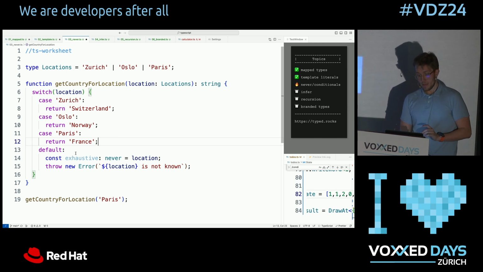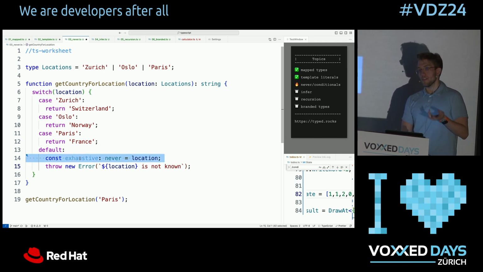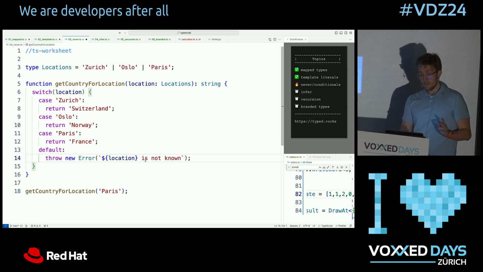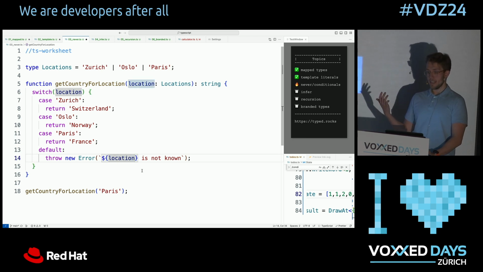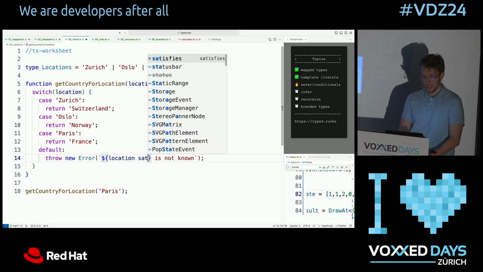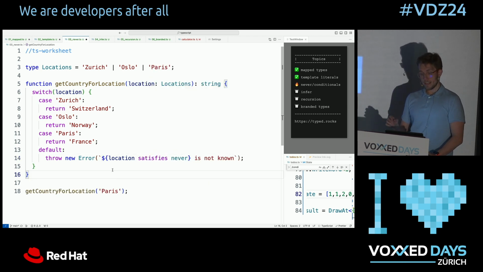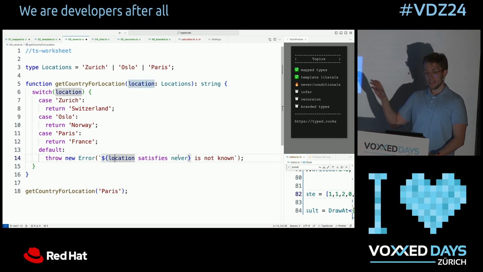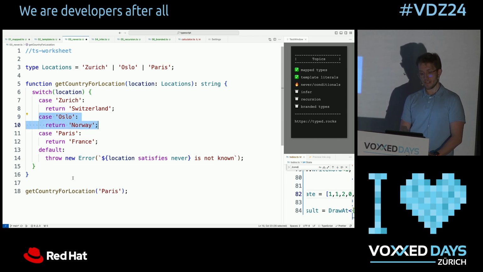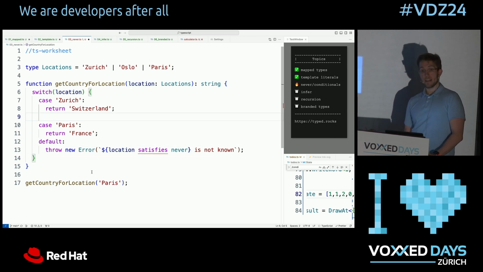Now, many told me, yeah, well, but now I have this variable, which is unused. And yes, you can remove this, and with recent TypeScript versions, you can use the satisfies keyword. So you can say location satisfies never here. What this basically does, it tells, listen, at this point, location has to satisfy the constraint of never. So currently it does, but if I remove, for example, the Oslo branch, we get an error again.